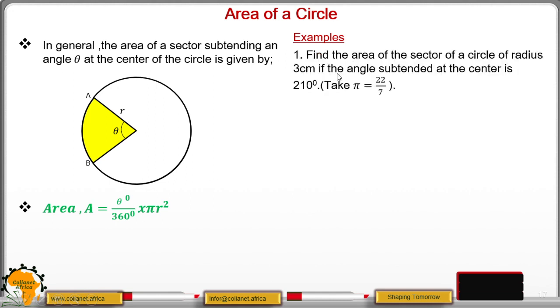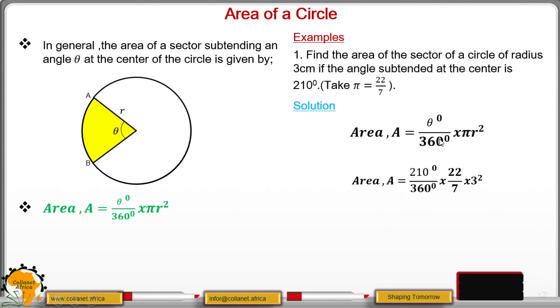We can have an example. Find the area of a sector of a circle of radius 3 centimeter if the angle subtended at the center is 210 degrees. So we proceed as follows. We've seen that the area is theta over 360 pi r squared. So we replace our theta with 210 and our radius with 3 centimeter. Then you multiply, and you find that the area of that sector will be 16.5 square centimeter.